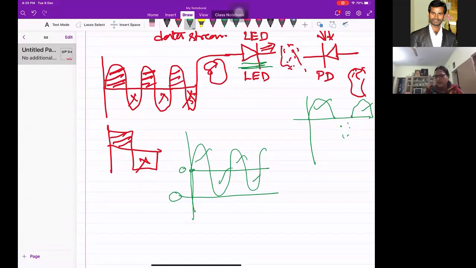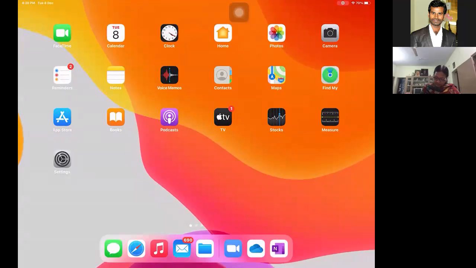It falls on the photodiode. I can receive my signals. So I can do some communication, right? This way I can do my communication.